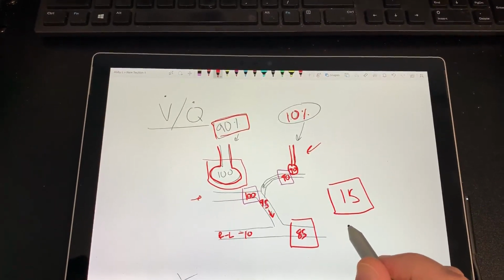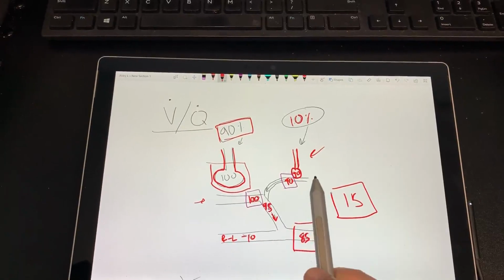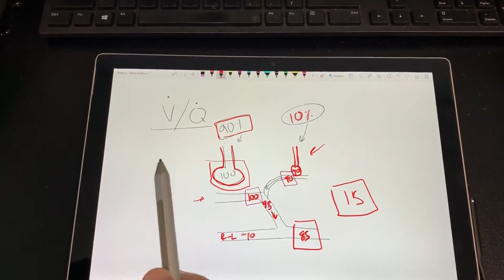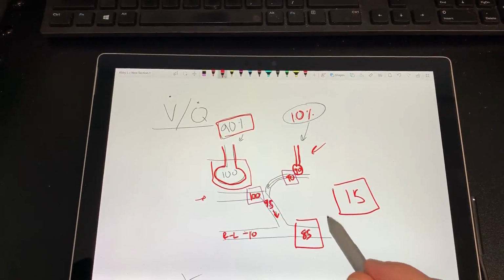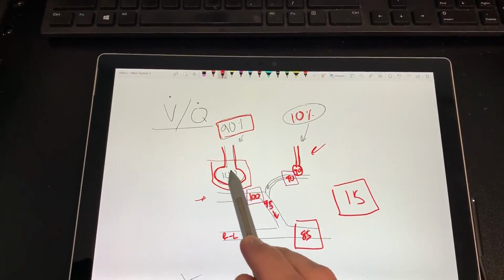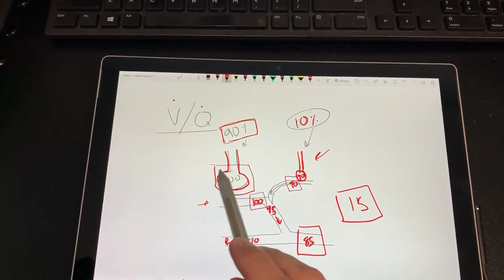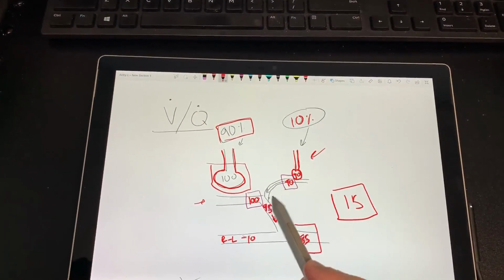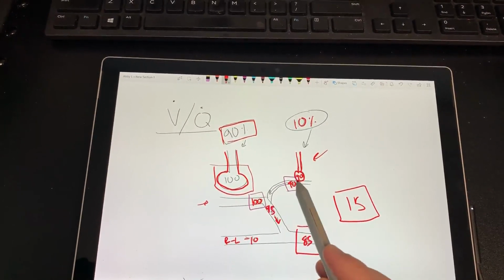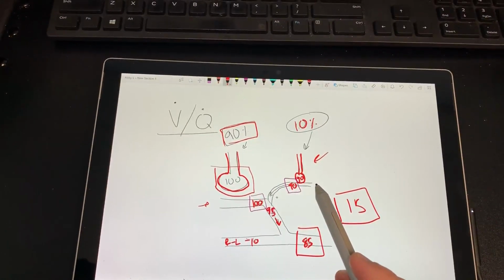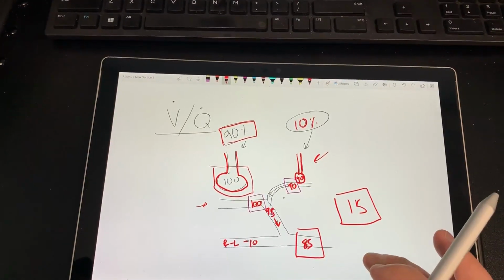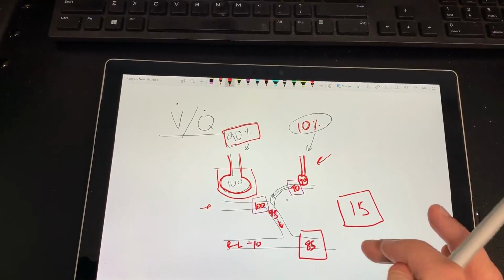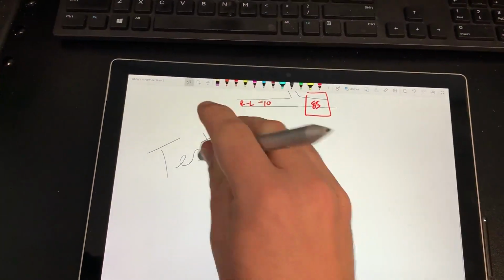which is greater than the normal. So when you have a low VQ ratio, you're comparing it back to what the majority of the lung is undergoing, which is 100, but just a portion of it is kind of acting like its own right to left shunt. Okay, does that make sense? Hopefully that makes sense. If not, let me know via email. This was just a test.